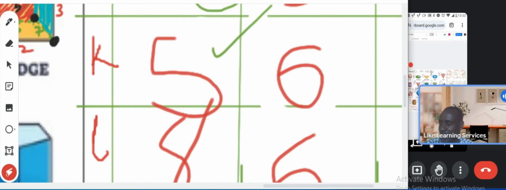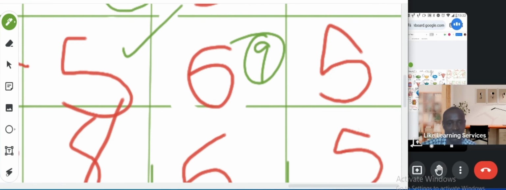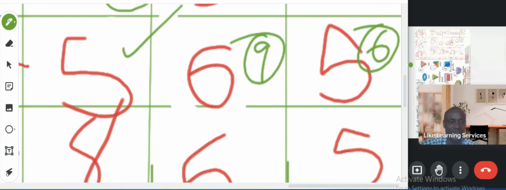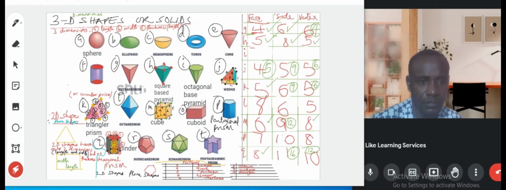There are actually 9 sides and 6 vertices for K. Alright, I think that's clear. Is that clear? Alright, okay.